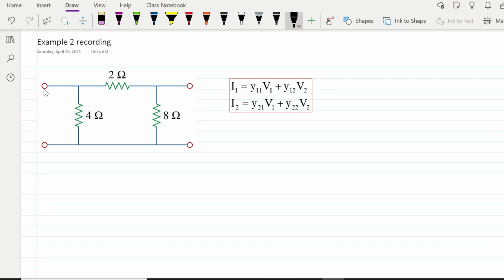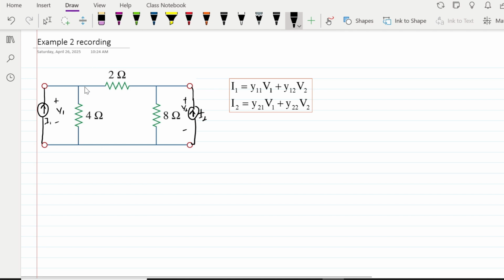So for the y parameter, I need to create the current sources. Current source I1, but I still will have the V1 here, just for your understanding. And here I'll create I2. I still will have the V2 here, don't forget. Sometimes it's really important.